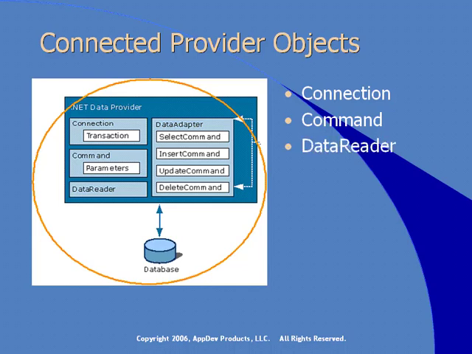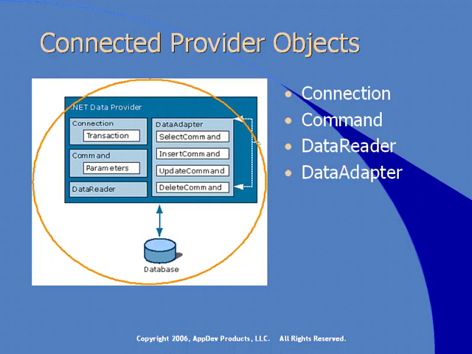A data reader is a connected object that is used for streaming data back to your application in a very efficient way. You could think of data readers as being equivalent to read-only, forward-only record sets. You move through them in one direction to retrieve data from the result set of a database command.